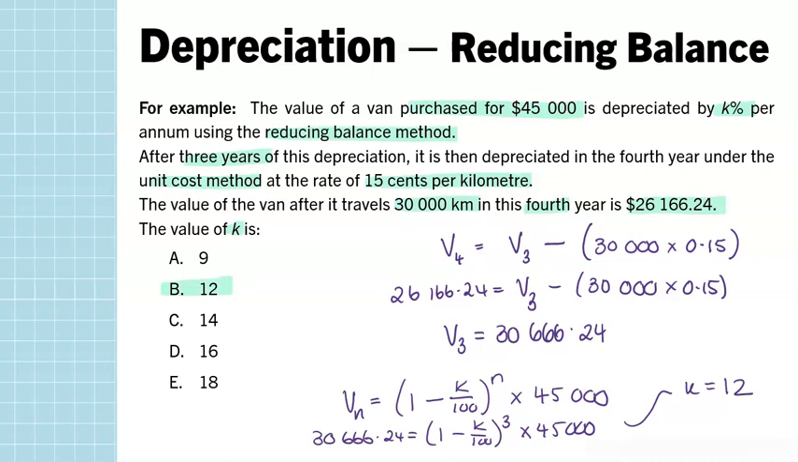So 2 big steps here. We had to work backwards from the value that we knew the van ended up at, account for that 1 year of unit cost depreciation to get a value at the end of 3 years. Then we could concentrate on that 3-year period, which was just reducing balance method depreciation, and solve for that rate, which was given to us as K.